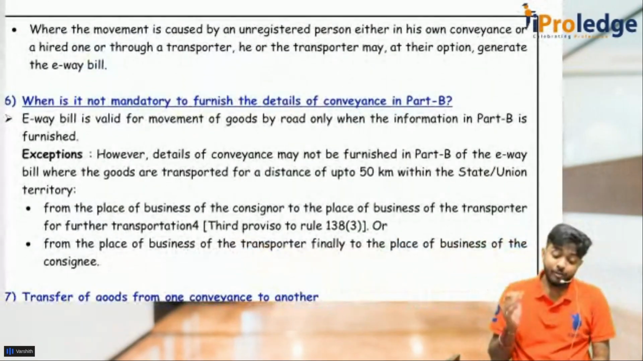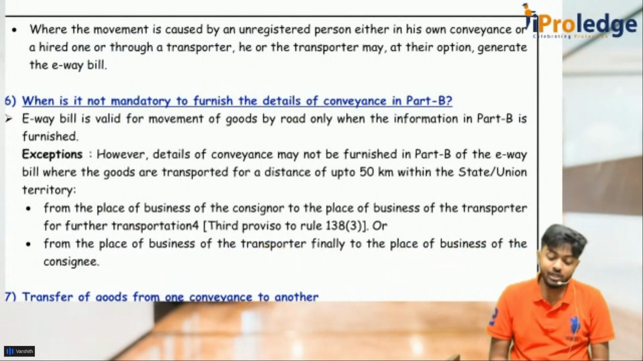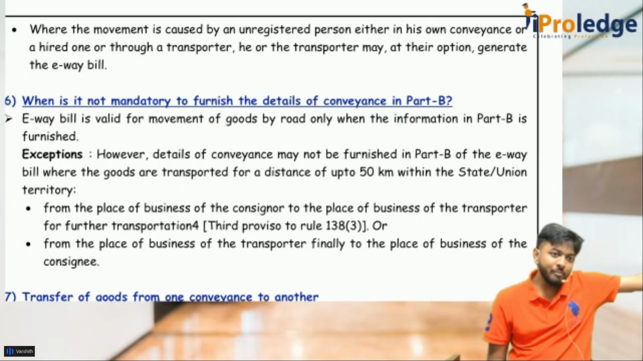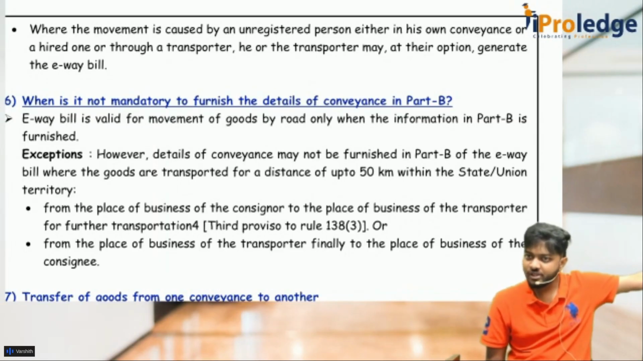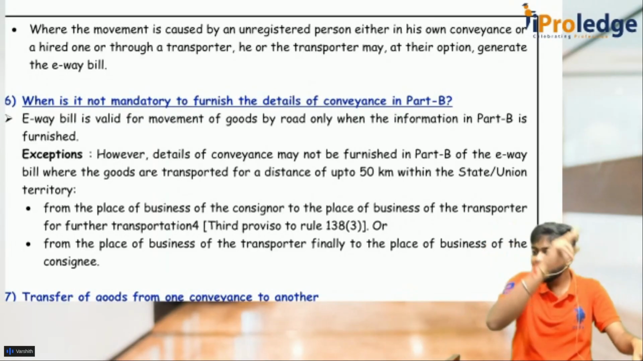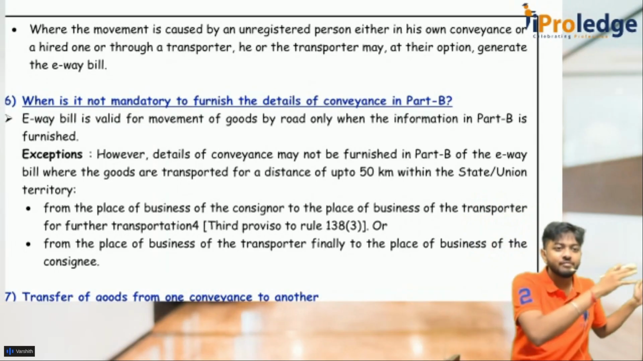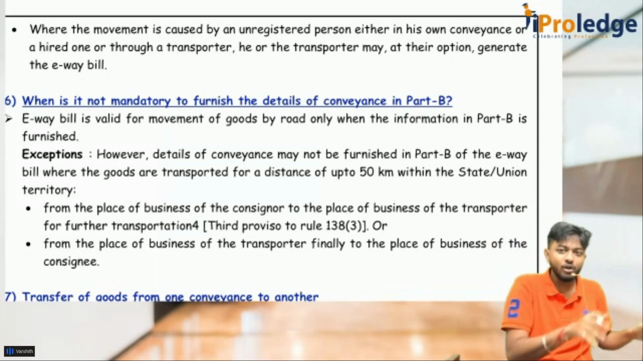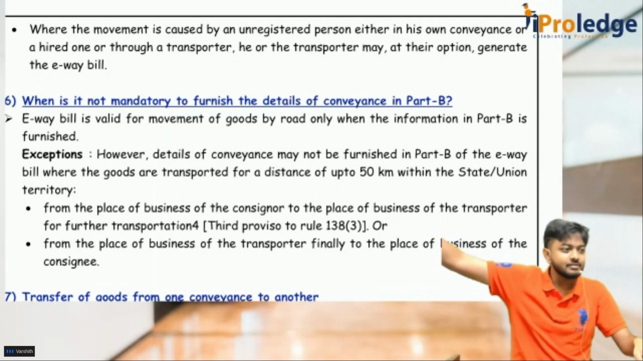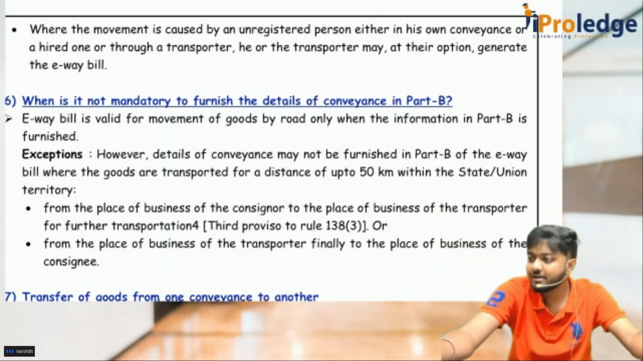Where the movement is caused by an unregistered person, either in his own conveyance, a hired one, or through a transporter, he or the transporter may, at their option, generate the e-way bill. Now suppose I'm an unregistered person. I have a shop in Mysore. I booked one Tata Ace, and in the Tata Ace I've put all the goods that I purchased in Bangalore. I'm sending it to Mysore. Now who will generate the e-way bill?